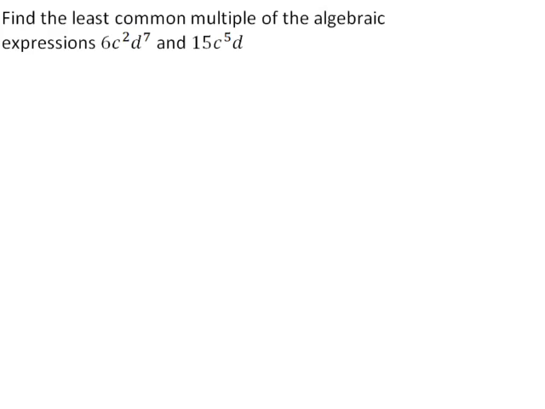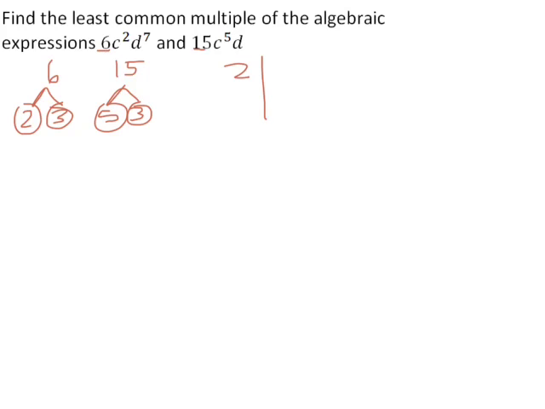Now we're going to move on to finding the LCM of numbers that have variables. We still find the LCM of the numbers themselves the same way. So 6 is 2 and 3. 15 is 5 and 3. So that's 2, 3, 3, 5. So the LCM for the numbers is 2 times 3 times 5, which is 30.